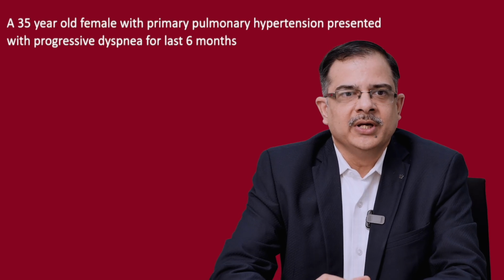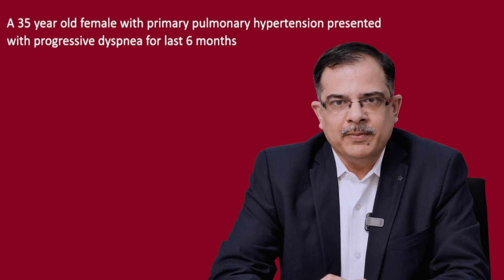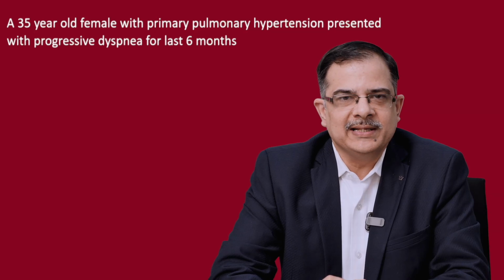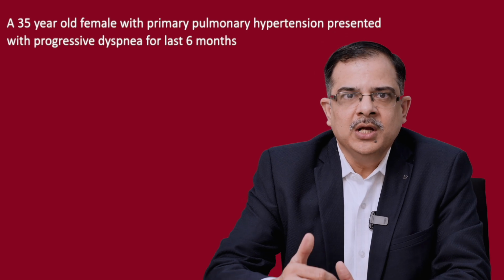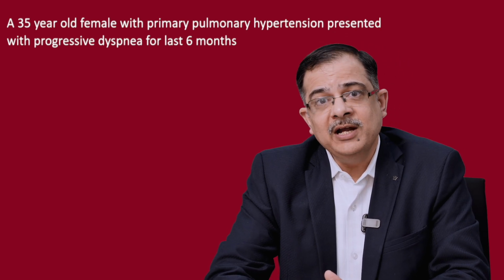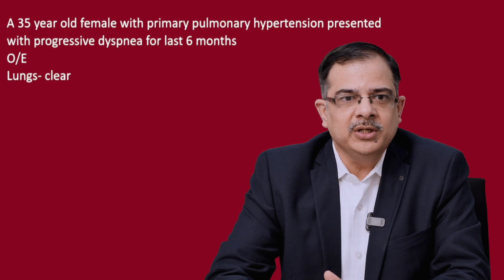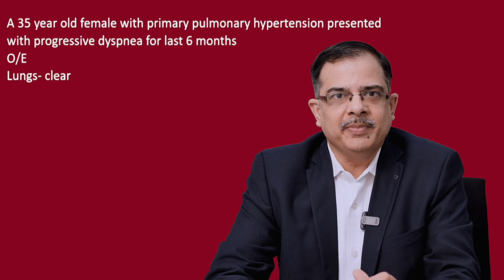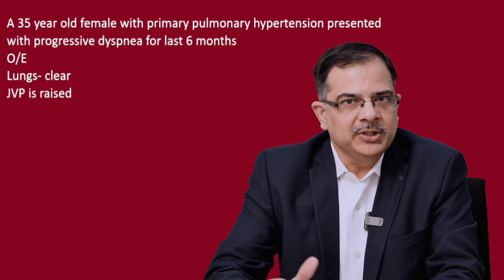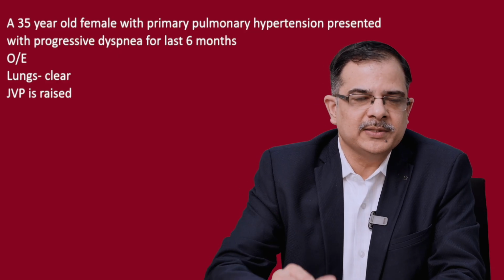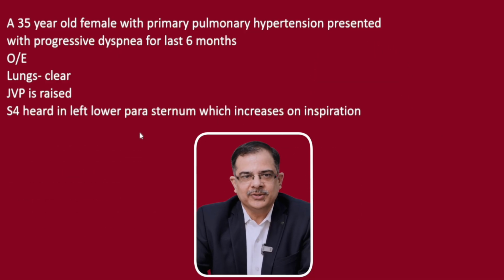Now, another case: a 35-year-old female with primary pulmonary hypertension presented with progressive dyspnea for 6 months. So it is already a diagnosis of primary pulmonary hypertension that affects the right ventricle in the form of right ventricle hypertrophy. On examination, lungs are clear because primary pulmonary hypertension will not cause any crepitations or rhonchi. JVP is raised, most likely due to RVH; pressure will be transmitted to the right atrium and JVP will be raised. S4 is heard at the left lower parasternal area, that is the right ventricle area. It increases on inspiration because it is a right-sided event.